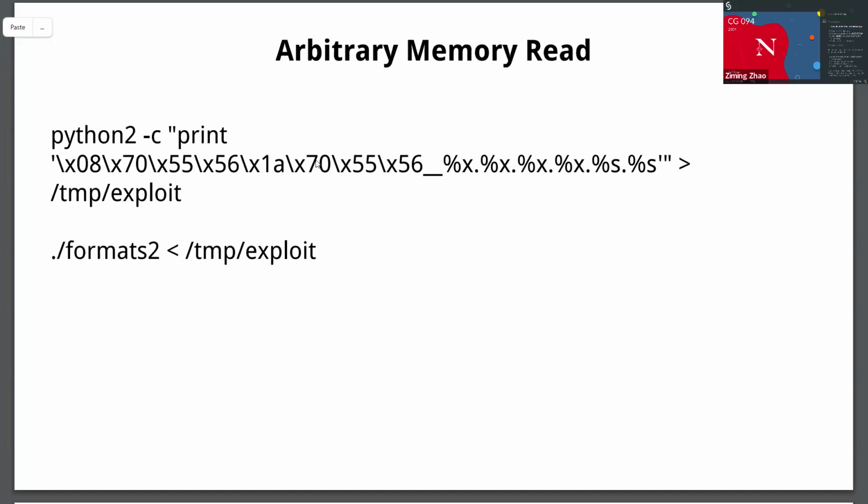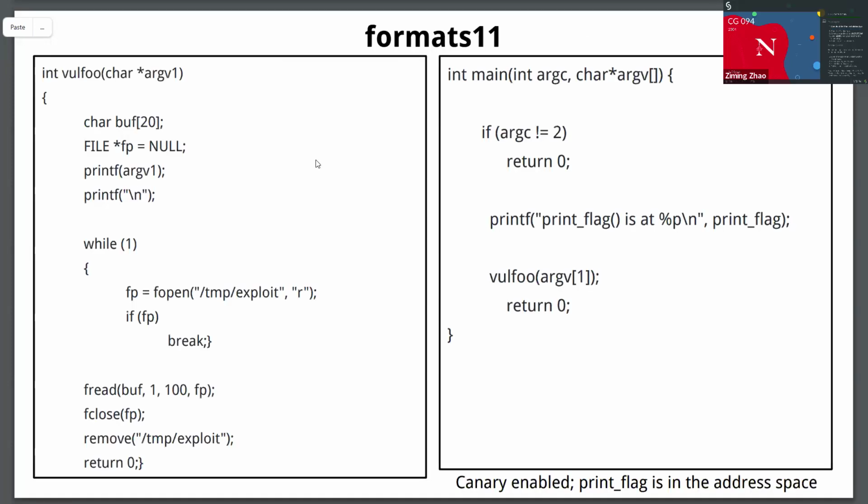You can flip it. Okay, the next challenge we're going to do is format string 11. Canary is still enabled. There is a print flag function in the address space. The main function takes 2 arguments. This function takes input from command line arguments and also a file, just to make it easier for you here. So you don't need to write code. You only need to write some exploit.